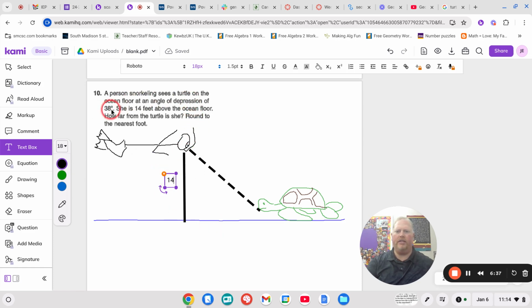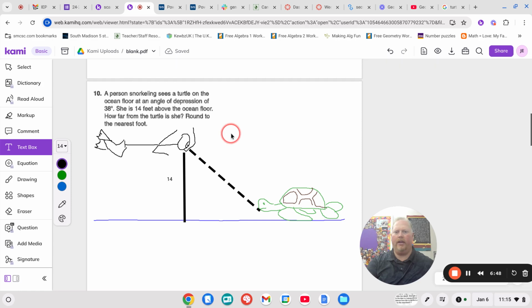The angle of depression is 38 degrees. So some people will look at this and say, okay, she's looking down at the turtle, so the angle of depression, that 38 degrees, that's going to be right here. What is it, 38 degrees?